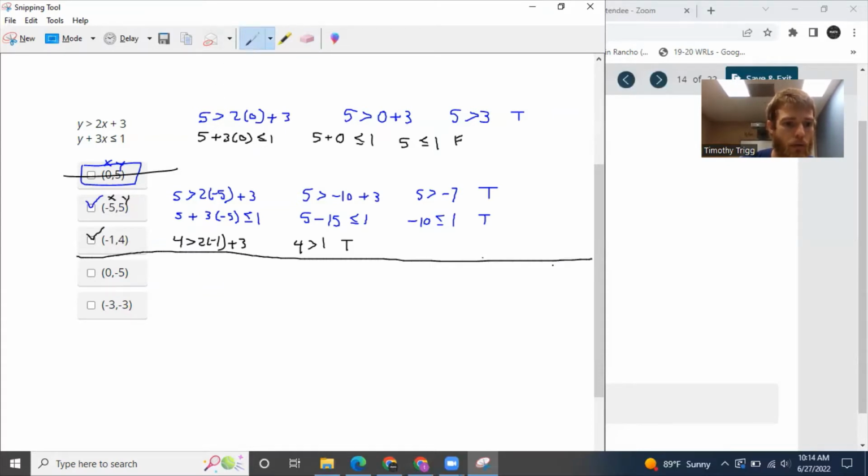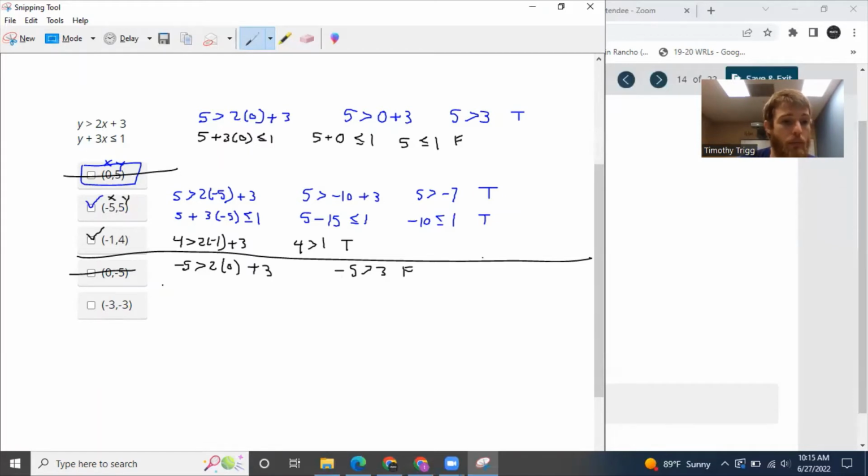So the next one here, replace the x with 0 and the y with negative 5. So the first inequality says negative 5 is greater than 2 times 0 plus 3. Well, this is false, isn't it? Because 2 times 0 is 0. 0 plus 3 is 3. Is negative 5 greater than 3? No, that's false, isn't it? So this is not going to be in the solution set. So once you can see it doesn't work for one of them, then you don't have to check the other, because we already know it's not going to be in the solution set.